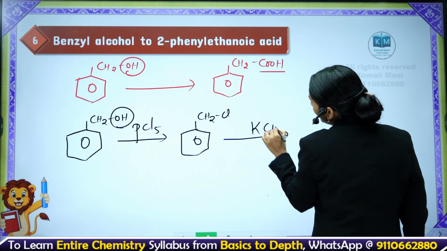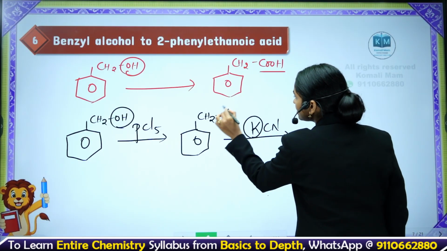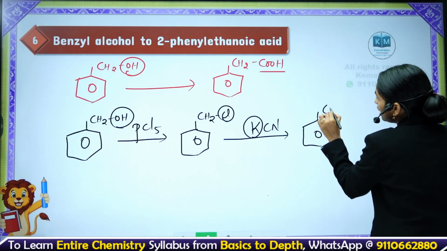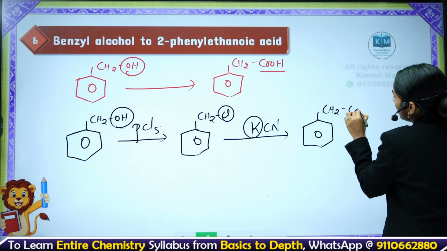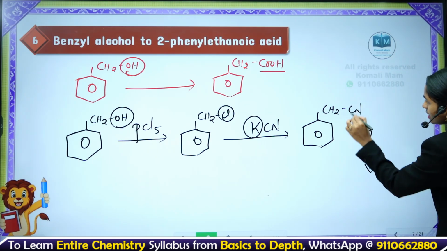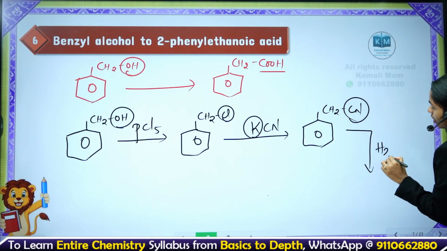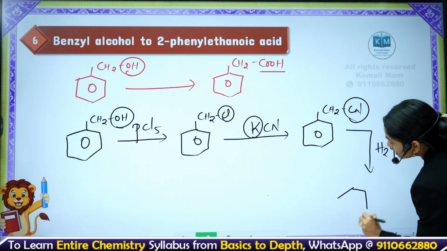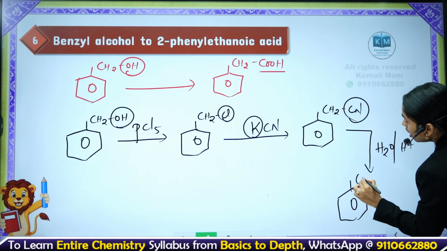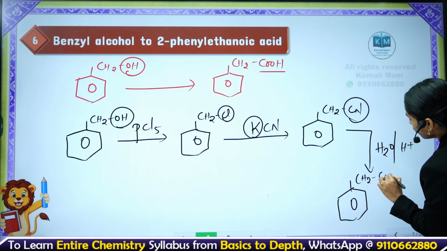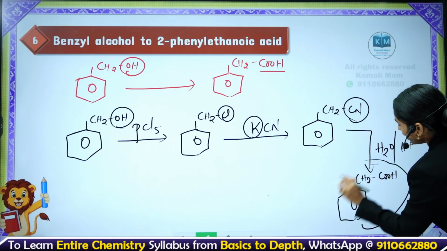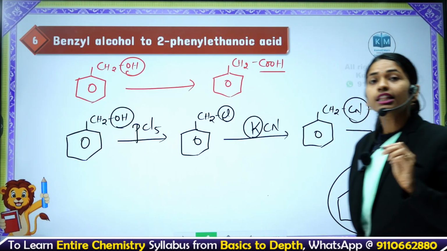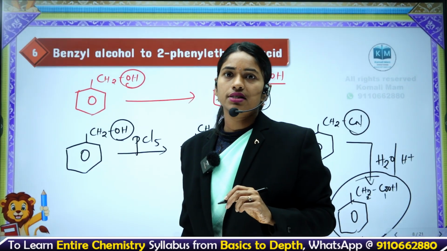Then treat with KCN. If you treat with KCN, KCl goes out, and we will get CH2 and here CN will come. Then you do hydrolysis in presence of acidic medium, and that CN converts into CH2COOH. In such a way, the second position has phenyl, so it is 2-phenyl ethanoic acid because 2 carbons are there.